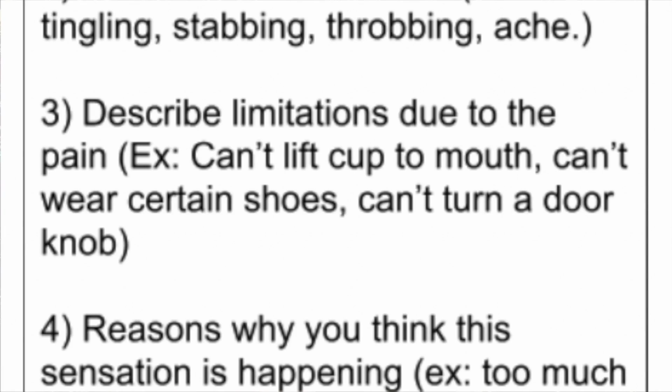The next one is describe the limitations you have in your life due to the pain. So that is any way that your life or lifestyle has been adjusted since experiencing this pain. If it is obvious, like, well, now I'm in a wheelchair, write that down. If it's less obvious, like now I need to use water bottles with a straw in them versus lifting a cup with an open lid to my mouth because my wrists just don't bend like that, make sure you write that down.